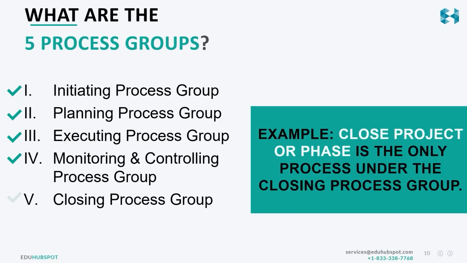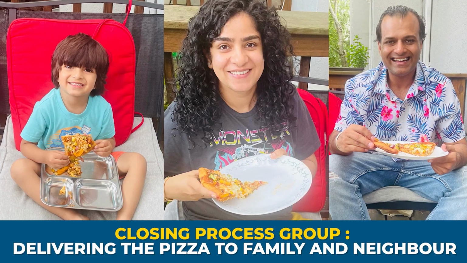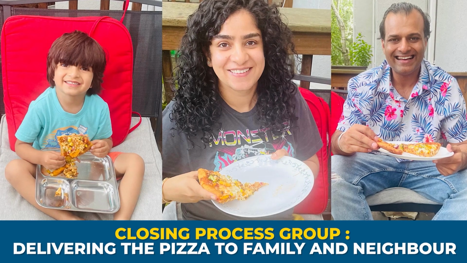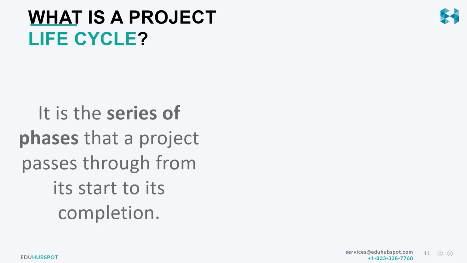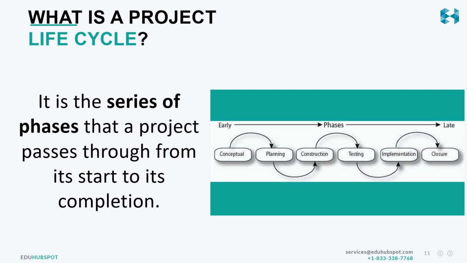And finally, once everything is done, we will close our pizza project by delivering the pizza to my son, to my wife, to my neighbor, so that they can eat it, enjoy it. So we will measure the customer satisfaction as part of your closing process group. Now, throughout this process, there is a life cycle, a project life cycle, how it gets started and how it gets ended. First of all, another important point: a life cycle and the 5 process groups which I just taught you are different things.